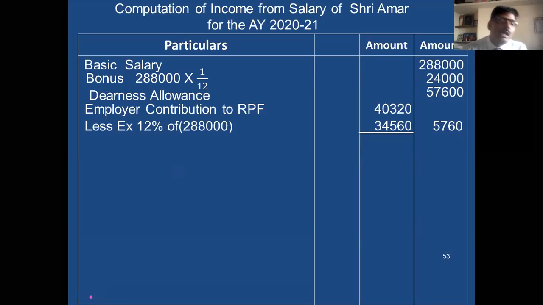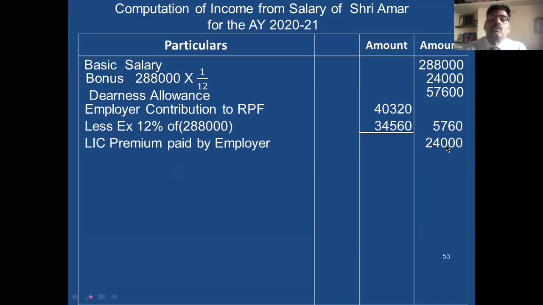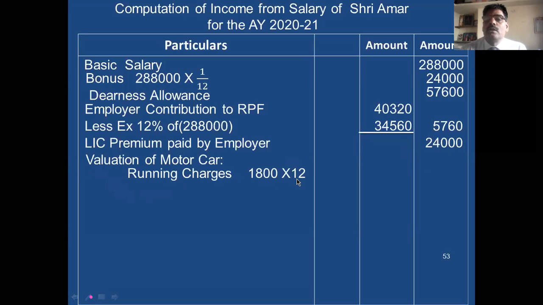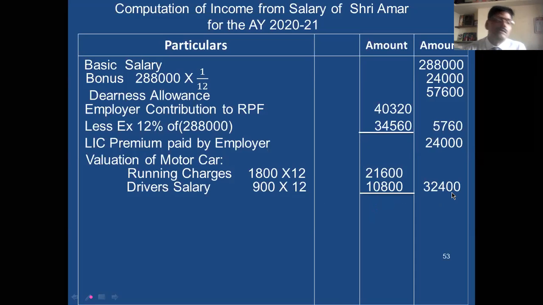Next point is life insurance premium. Life insurance premium paid by employer is 24,000. Next is motor car valuation. The car is a small car and expense is paid by employer. Therefore 1,800 per month into 12 for running charges is 21,600. Driver is also there, so driver salary 900 into 12 is 10,800. So the value of the motor car is 32,400.